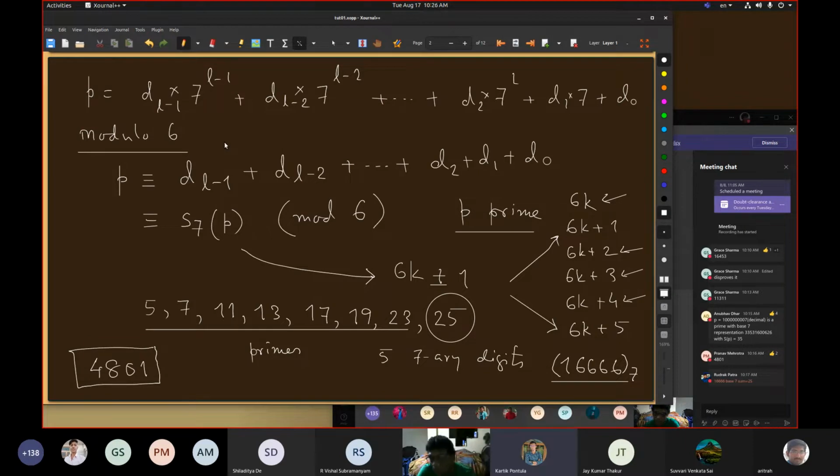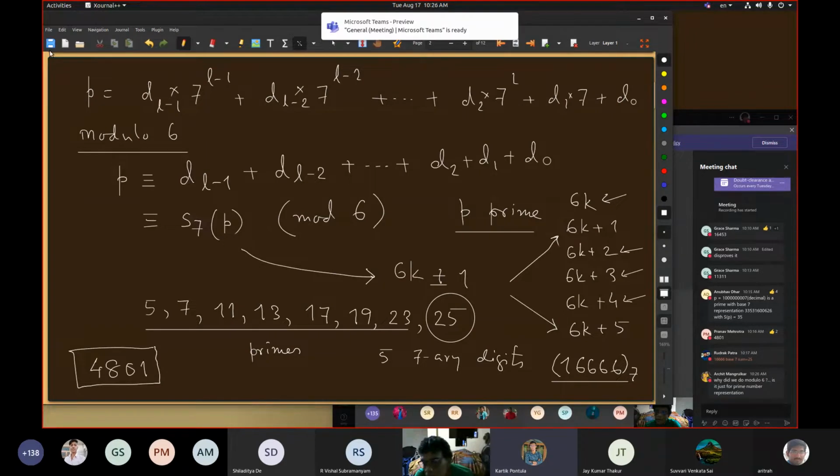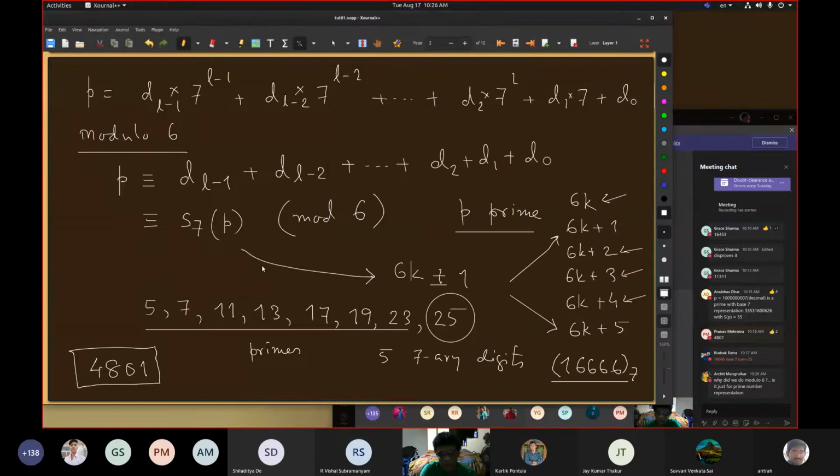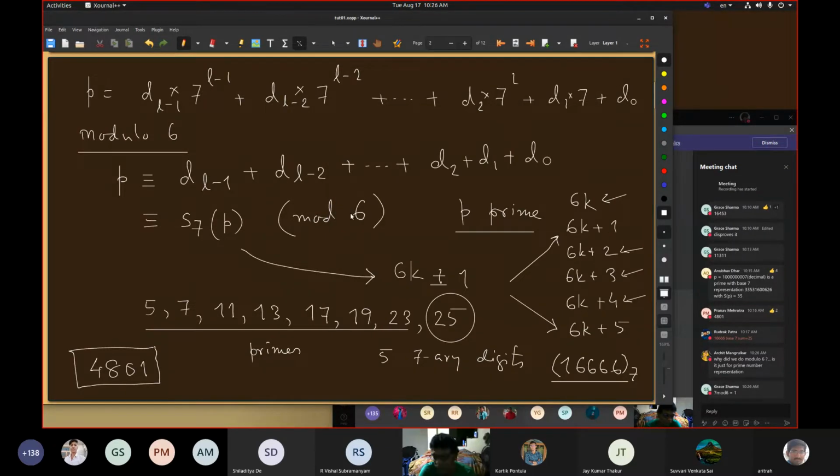Excuse me. Why did we do modulo 6? This is just for prime number representation. Why did we do modulo 6? Why not modulo 7 or modulo 8 or something like that? Yeah, 7 modulo 6 is 1, that is true. But what's so special about 6?